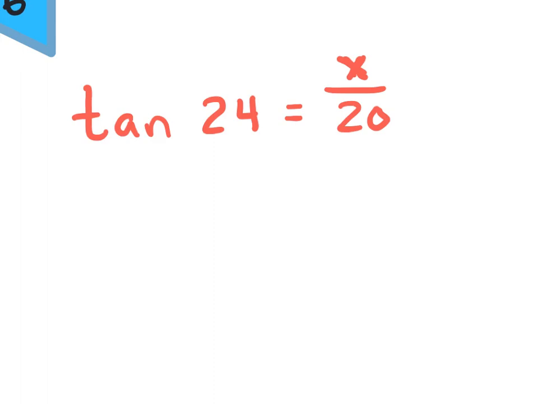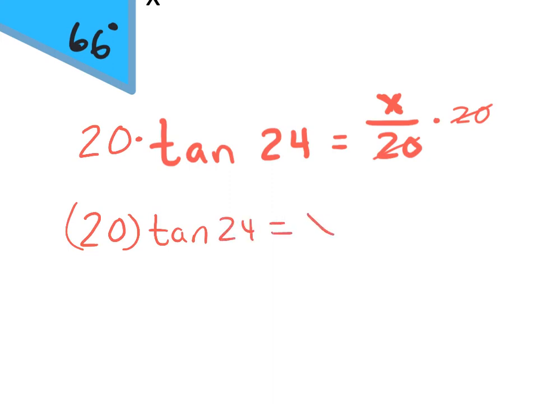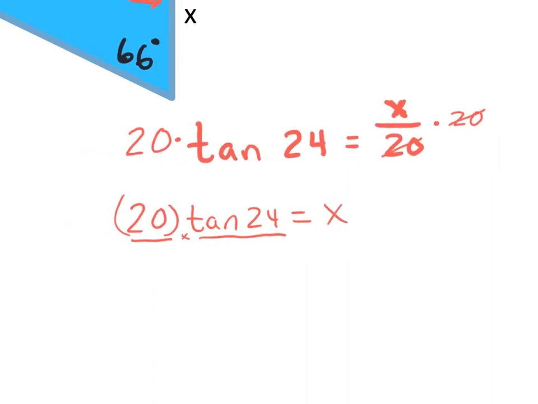If I want x by itself, would you agree that I could multiply by 20 on this side? It would get rid of the 20, yeah? So now I have to multiply the other side by 20 as well, right? Because that's how we keep things fair. So if I take 20 times the tangent of 24, it will equal x, which is what we are looking for. So if you go to your calculator and you type 20 times tangent 24 and hit enter, we will figure out what that tangent is.